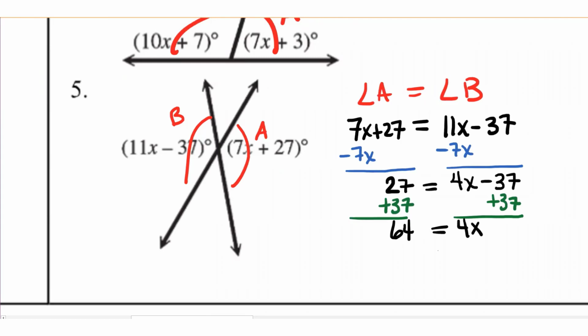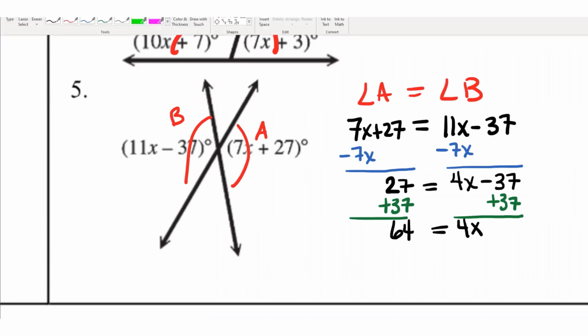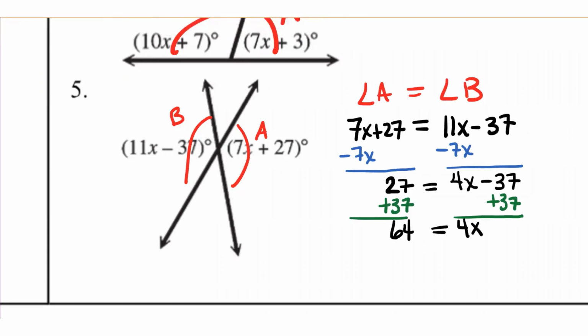And then this last step is pretty much always the same. We're going to divide by what's called a coefficient, the 4, because it's being multiplied by the x. And what's 64 divided by 4? 16. Okay, so 16 equals x. All right, and then what would I do next? Because I have to find the measures of the angles, remember. I'm not looking for x, really.